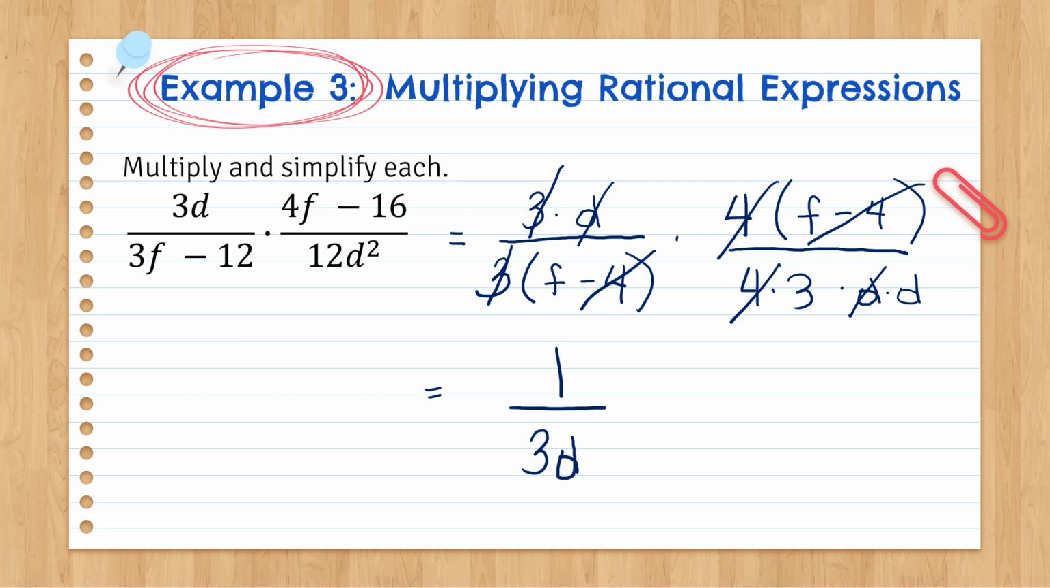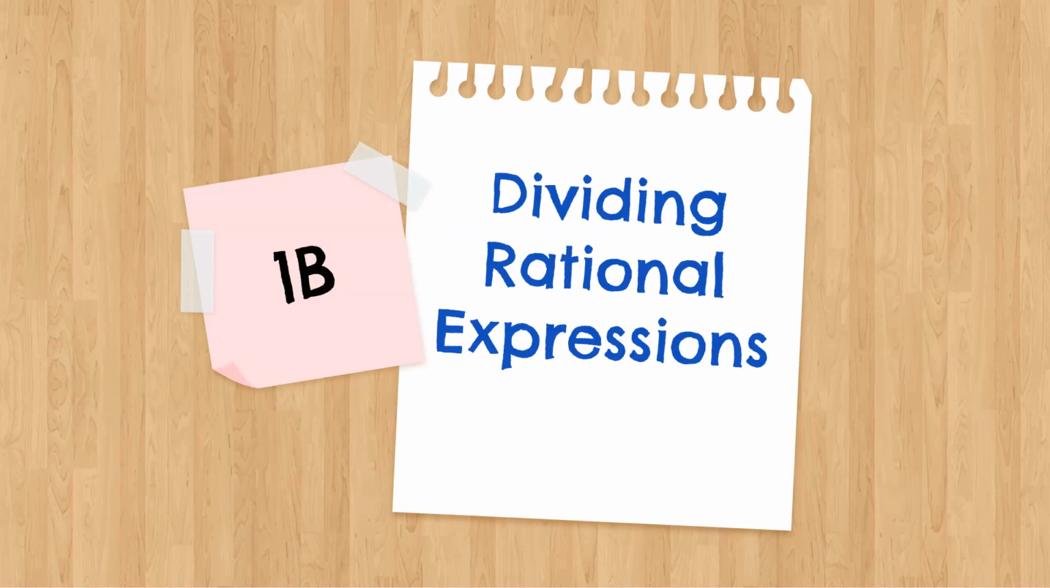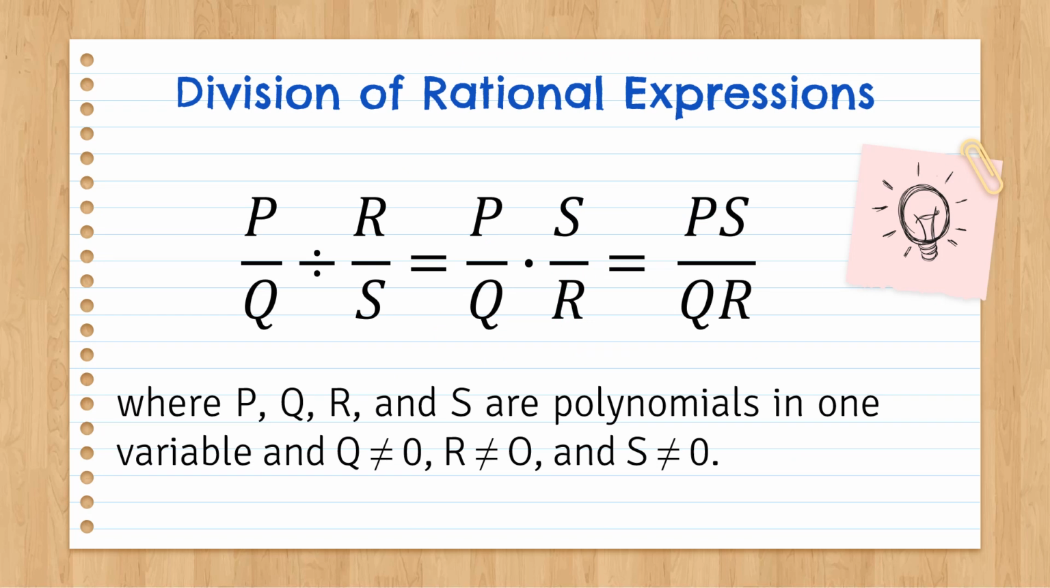So that is multiplying rational expressions. This time, let us have dividing rational expressions. Whenever we have the division of rational expressions, we have P over Q divided by R over S. We have P over Q times S over R is equal to PS over QR. And again, Q, R, and S must not be equal to 0. So that will be our formula or pattern whenever we divide rational expressions.